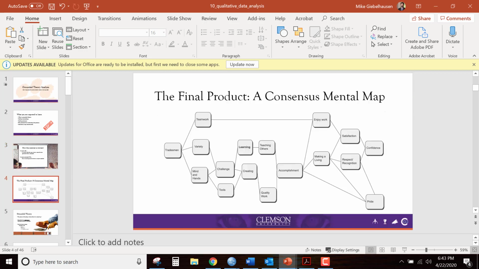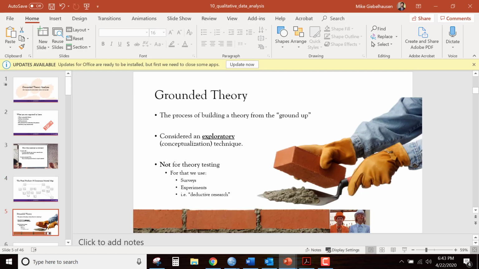All right, so for our project and for the ZMET process, the end product for grounded theory is sort of a mental map. And so what a mental map is, essentially it's a picture that describes some sort of theory about how the world works. So grounded theory is essentially building theory from the ground up. So it's an exploratory technique, and it's not for testing hypotheses.